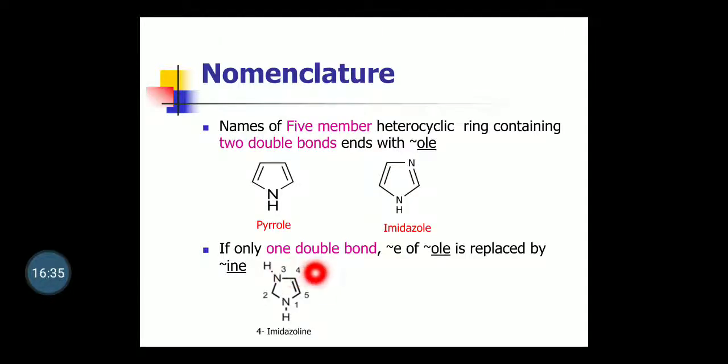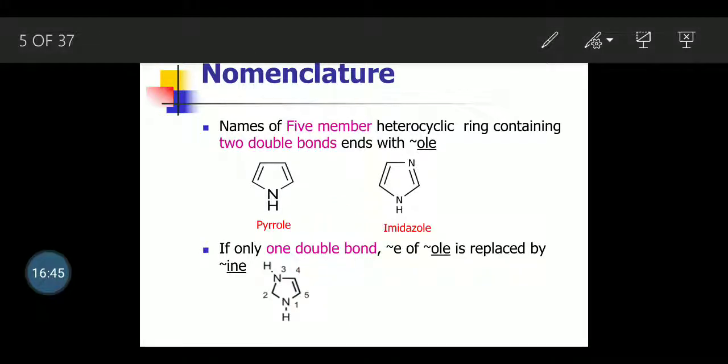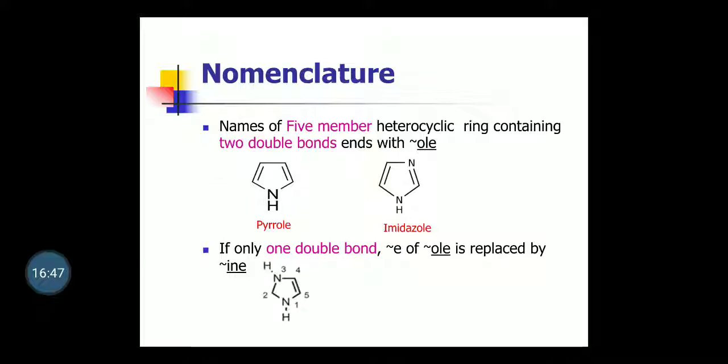So we write 4-imidazoline because the position of the double bond again has to be specified, that is between 4 and 5. Wherever there is a double bond between two positions, the earlier position is taken as the representation of its position in the name. The position of the double bond is 4 and 5, so we are writing 4-imidazoline.